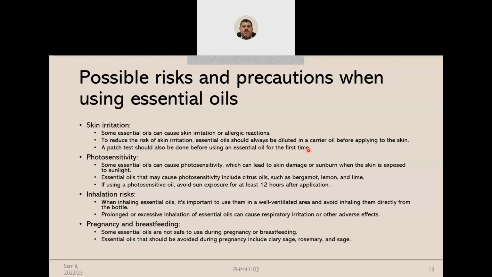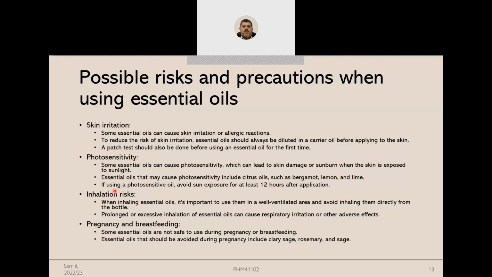Some essential oils cause photosensitivity, and this can lead to skin damage or sunburn when the skin is exposed to sunlight. So you cannot apply the essential oil and be exposed to the sun. Usually, if an oil is known to cause photosensitivity, it should ideally be applied at night, in the evening. Examples of these oils are citrus oils like bergamot, lemon, and lime essential oils.